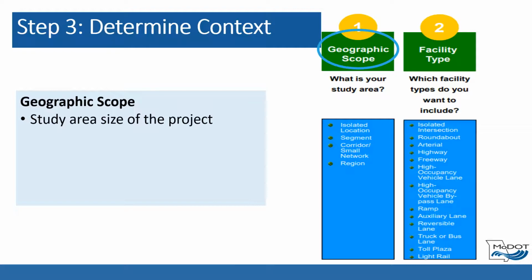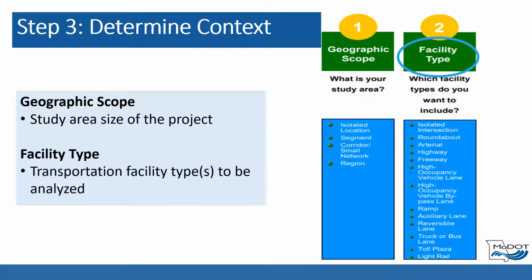Geographic scope refers to the study area size of the project. General categories include an isolated intersection or interchange, a roadway segment, a corridor or small network, and an entire citywide or countywide region. Facility type refers to the type of transportation facility that will be analyzed during the project. Examples of facility types include arterials, highways, ramps, and isolated intersections, among others.